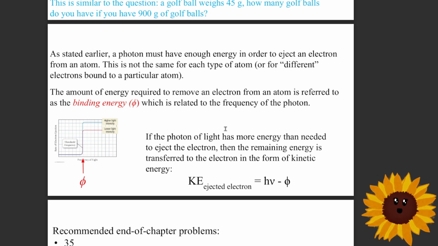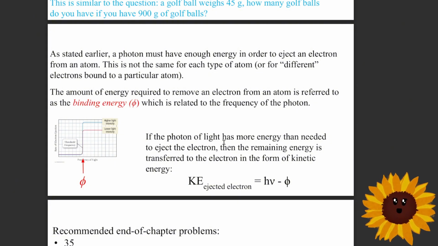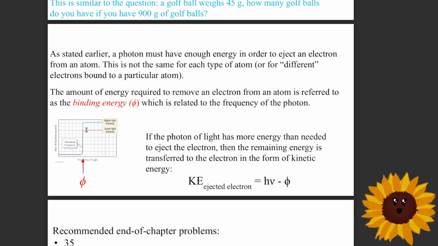If the photon of light has more energy than needed to eject the electron, then the remaining energy is transferred to the electron in the form of kinetic energy. This binding energy, or the threshold frequency, is basically how much light it takes to knock off that electron, or the rate of electron ejection. So remember, with lower light intensity, fewer electrons are going to be ejected.